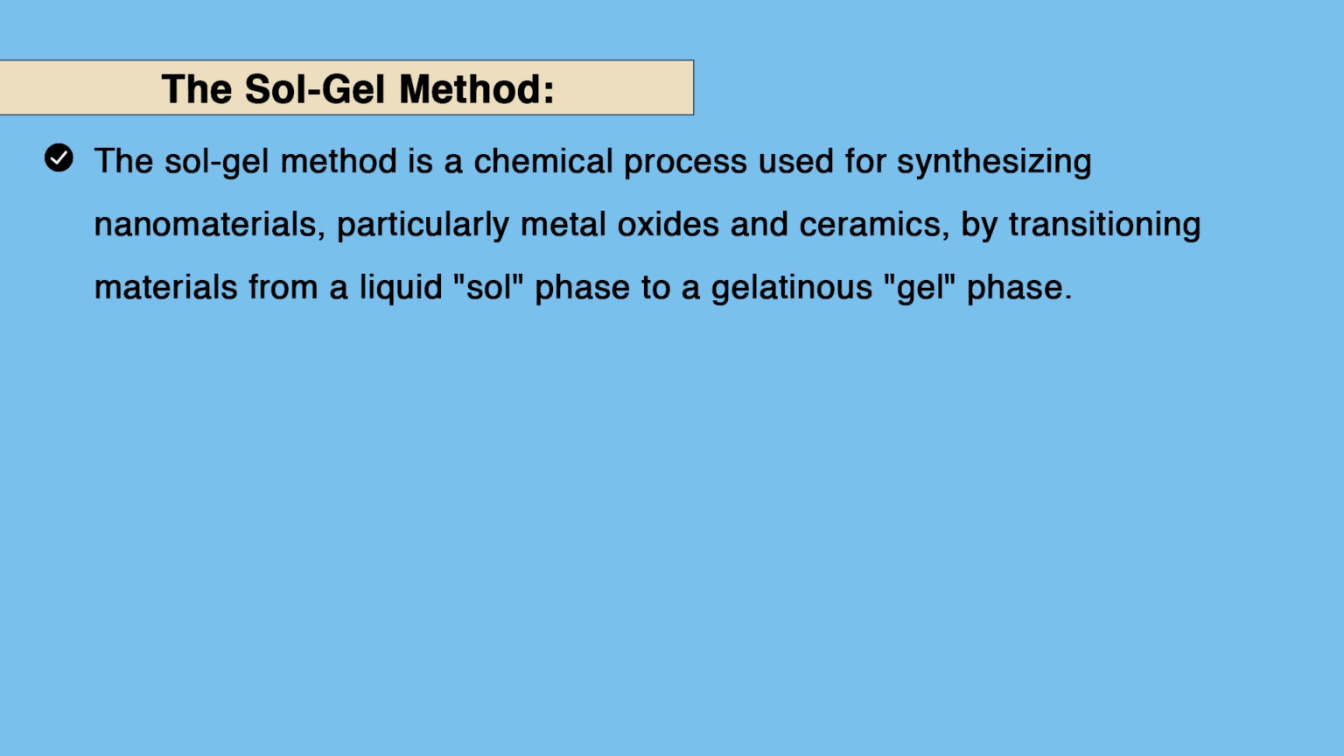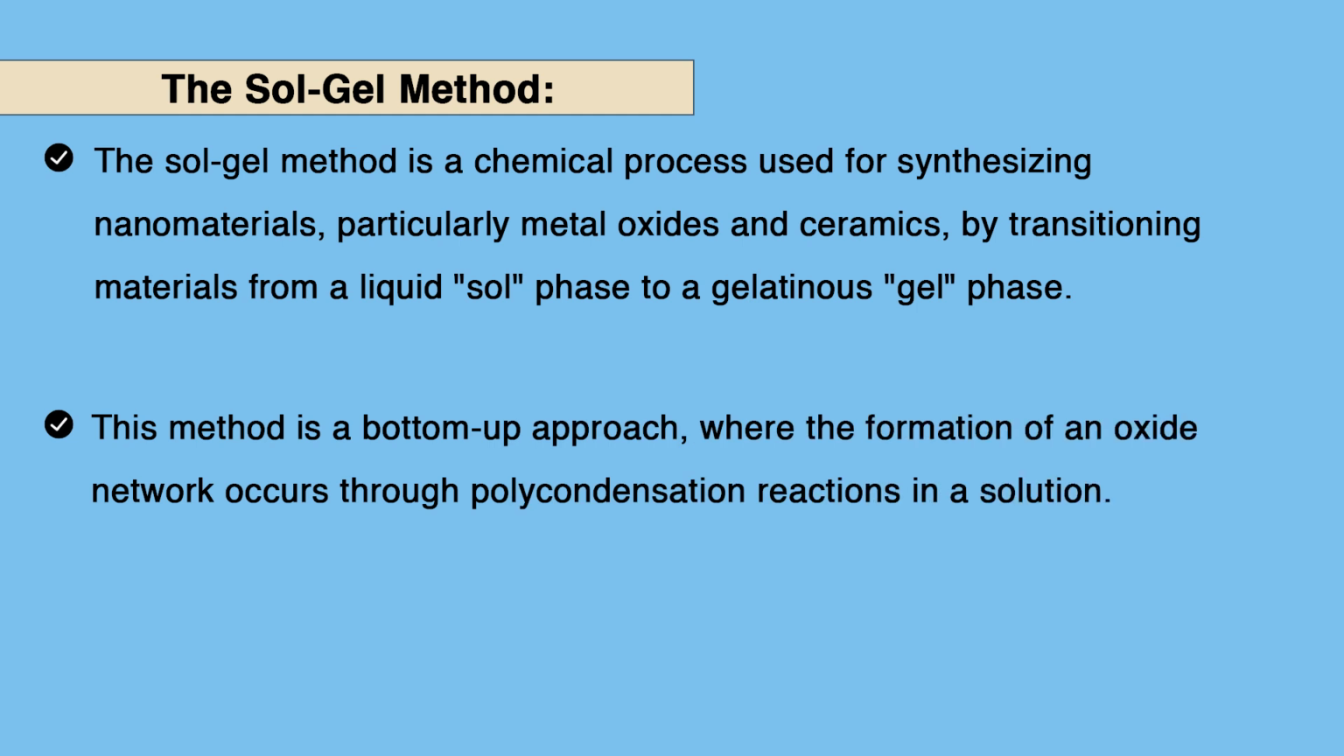Let's describe these methods. The first method is the sol gel method. The sol gel method is a chemical process used for synthesizing nanomaterials, particularly metal oxides and ceramics, by transitioning material from a liquid sol phase to a gelatinous gel phase. This method is a bottom up approach where the formation of an oxide network occurs through polycondensation reaction in a solution.